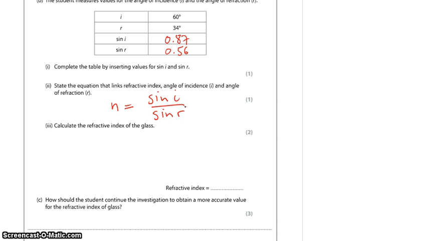So to calculate the refractive index equals sine i, which is 0.87, over 0.56. Okay, it gives you 1.55. And then you can round up if you like. 1.55, I'm going to leave it as. You can round up to 1.6.